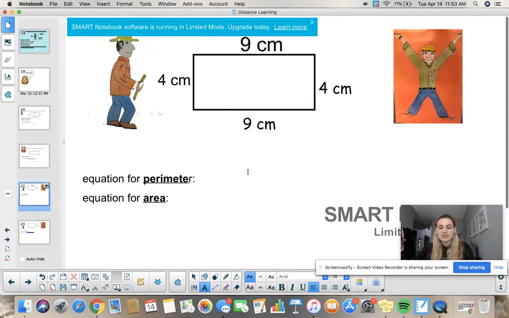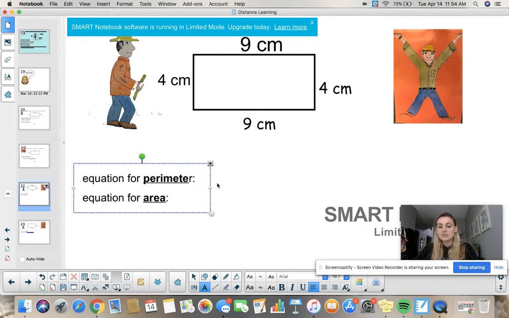Okay, let's try some examples. If you have a piece of paper in front of you, I would like you to try this on your own. You are going to be writing the equation for perimeter with these dimensions, and then the equation for the area with these dimensions. If you are solving on your own, please pause the video.